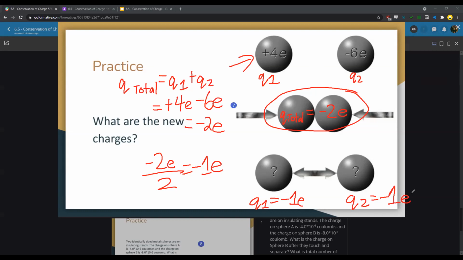Why did I divide it by 2? Because I'm separating the charge. This was the charge of one object, right? I'm placing the objects together, which means that the total charge is a certain number. But then you're splitting the objects back up, which means you have to divide that number by 2 because the charge is split between both of these objects.